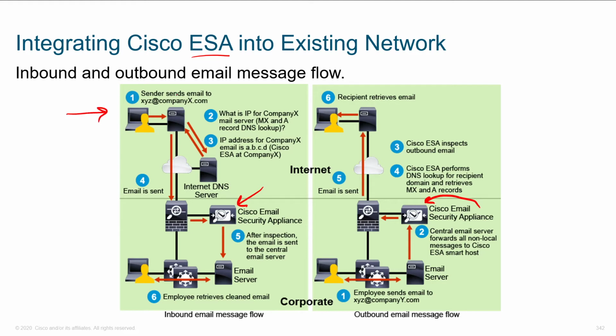So we'll start up here in the top left. You've got a sender, just somebody out there on the internet, who is sending an email to your company. So we say XYZ is the user account at companyx.com. This could be Mike Smith at cisco.com. This person's mail client sends it to their mail server, and their mail server is responsible for delivering it. They go, oh, they don't live here. That's an external domain. Let me go ahead and resolve it.